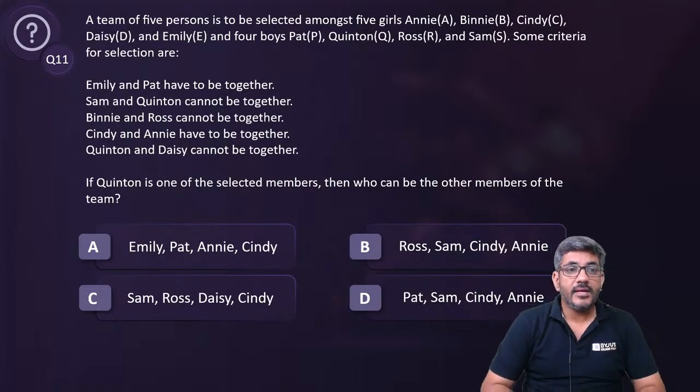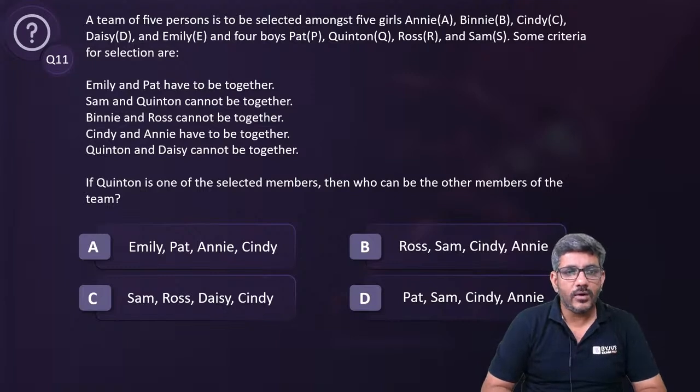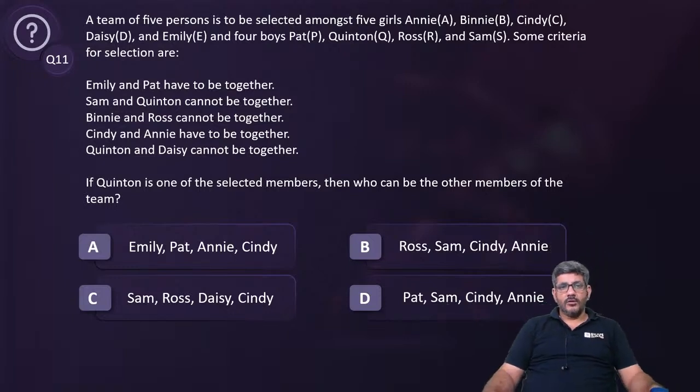A team of 5 persons is to be selected among 5 girls and 4 boys. Some criteria for selection are these. If Quinton is one of the selected members, then who can be the other members of the team? Who can be the other members of the team?